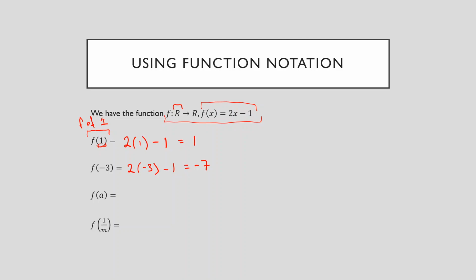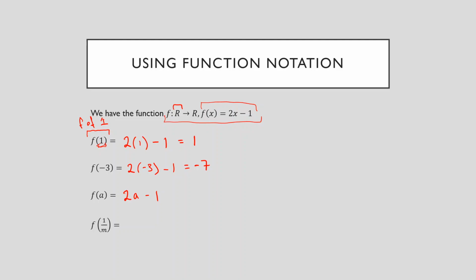What if it's not a number? What if it's a pronumeral? Well, same thing. You just replace the x in your function with whatever is in the brackets here, and you try and work it out as best you can. So in this case, replacing the x will give us 2 times a minus 1. You can't do anything else to that. You just leave it. So the value of the function at a is 2a minus 1. And that's the best we can do because we don't know what a is.